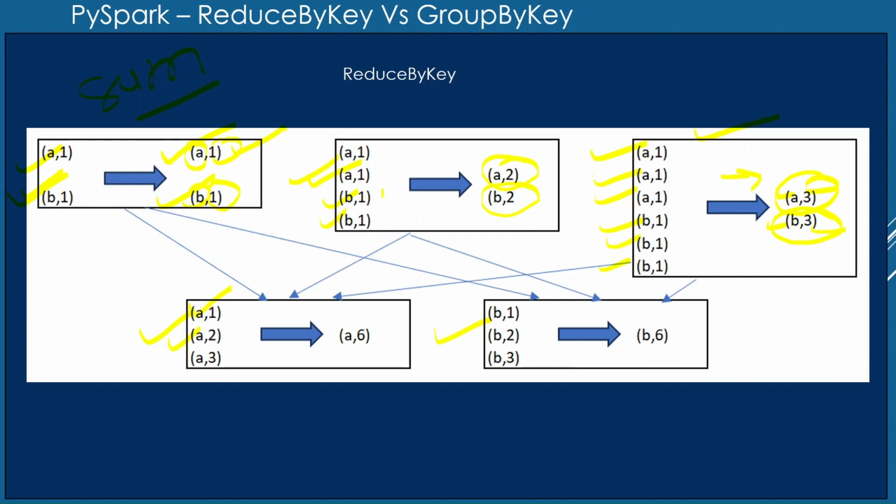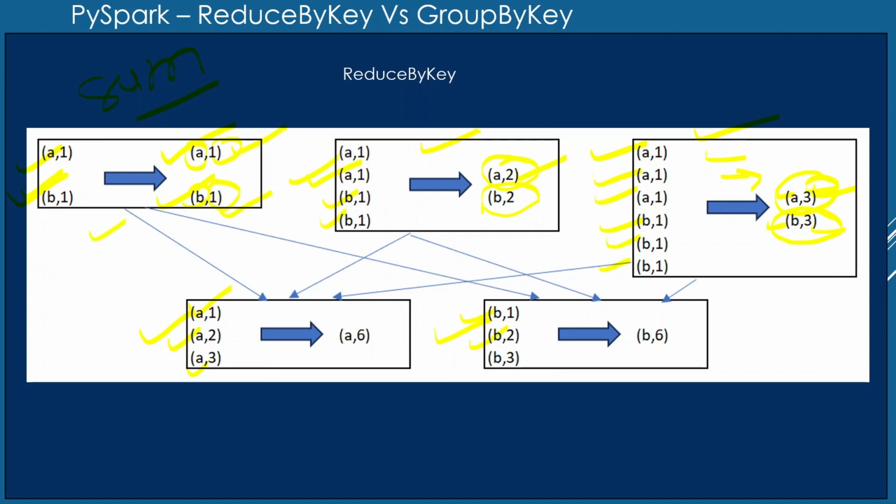This A2 is coming from here. This is the result of some aggregation which has taken place in this partition. And this A3 is coming from here. This is the result of some aggregation which has taken place in this partition. This B1 is coming from this partition, and this is the sub aggregation result of this partition.